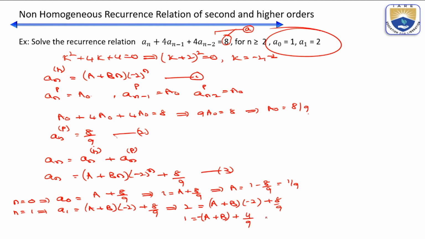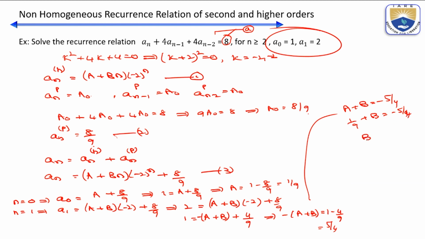So then if I am going to substitute, this is minus of A plus B, which is equal to 1 minus 4 by 9. Subsequently, if I substitute the A value here, this is 5 by 4. Similarly, I am going to write A plus B is equal to minus 5 by 4, and if I substitute the A value as 1 by 9, plus B is equal to minus 5 by 4, then B equals minus 5 by 4 minus 1 by 9.